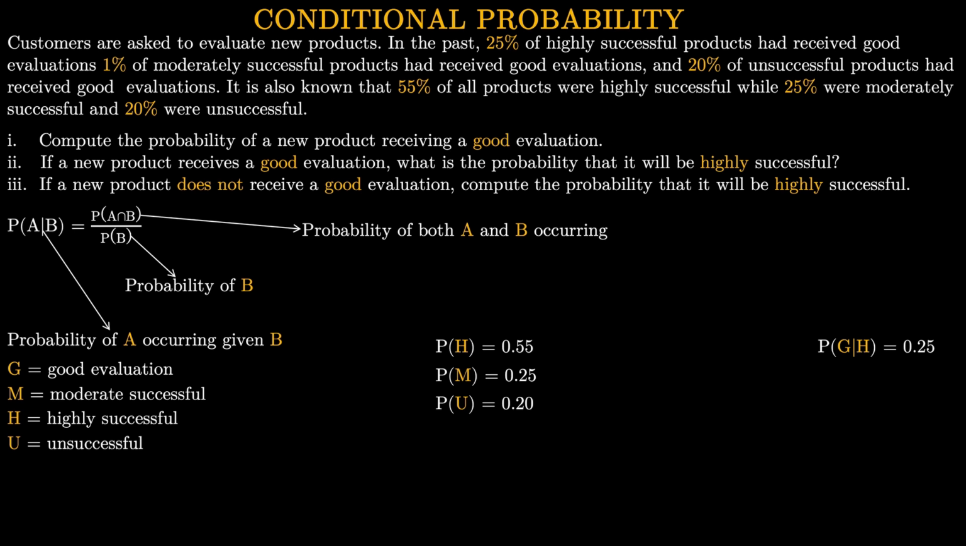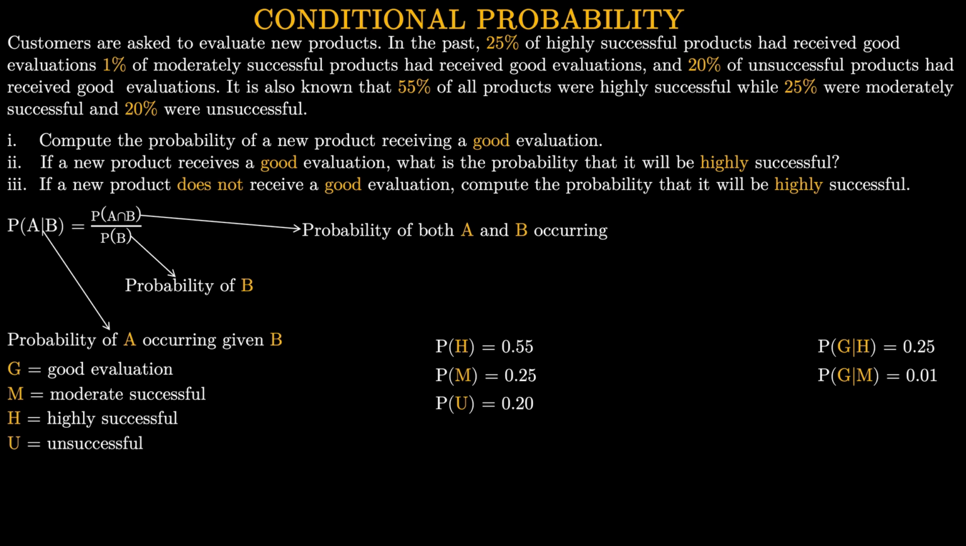I'm also told that 1% of moderately successful products had received good evaluations. First of all, we have to pick the moderately successful products, and after that they're going to be evaluated, and only 1% of them had received good evaluations. We're going to write this as the probability of G bar M, the probability of a product receiving good evaluations, provided that they are moderately successful. That's going to be 0.01, that is 1%. Please don't make the mistake of writing 1% as 0.1.